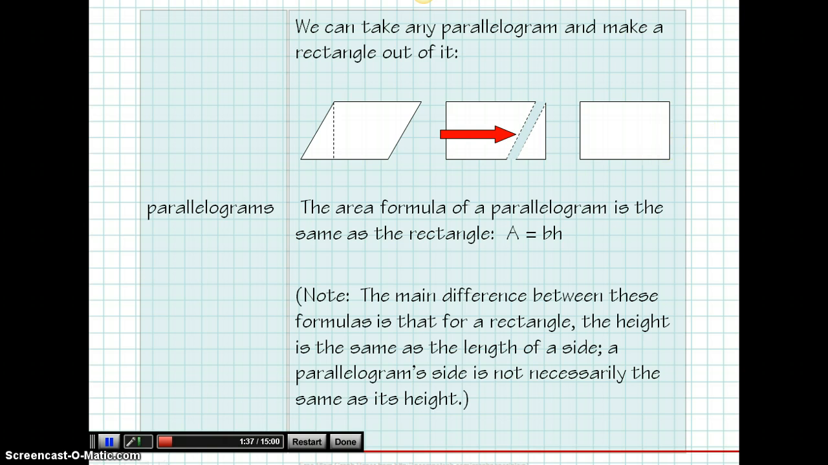The only kicker here is that on a rectangle it's pretty simple. You took one side times the other side. With the parallelogram we can't do that because while we have the base, which is one of the sides, the other side is not necessarily the height. And so we have to know what the height of the parallelogram is, not just one of the other sides, in order to make this work.